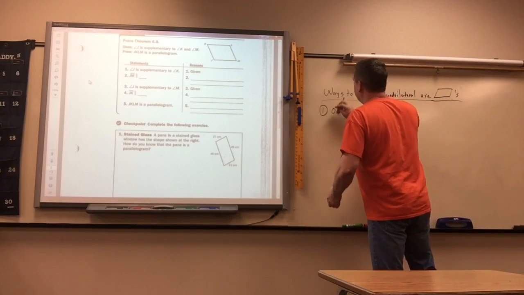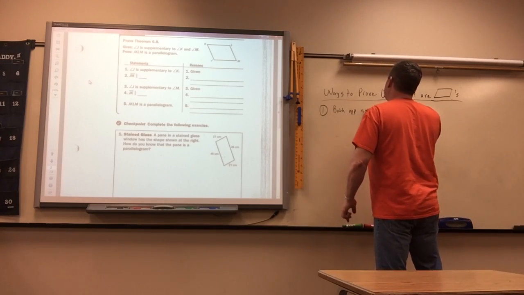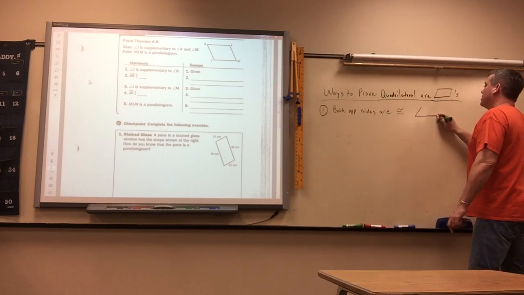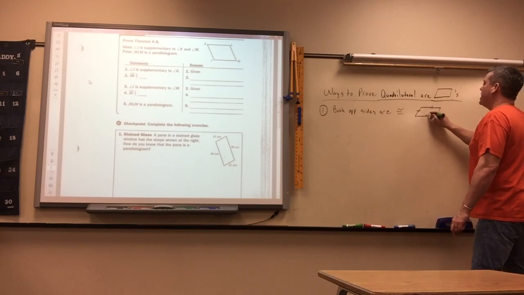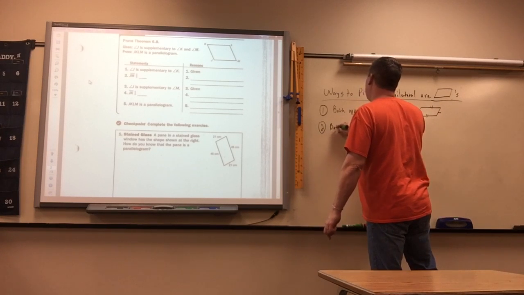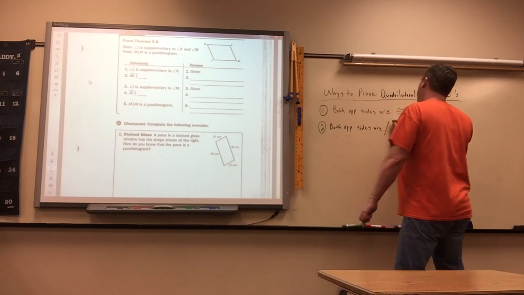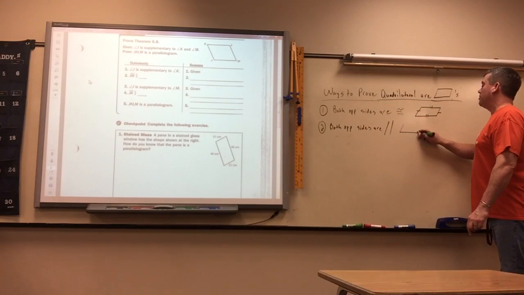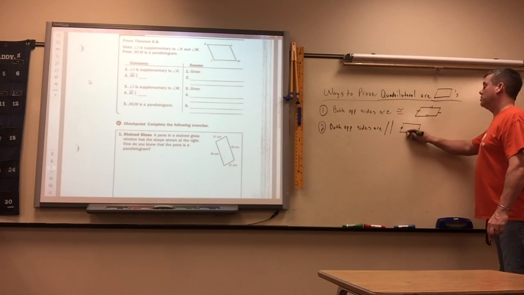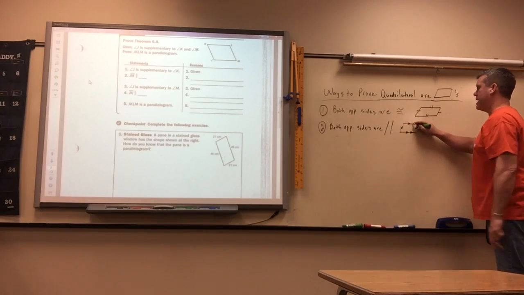So, actually it's got to be both opposite sides are congruent. So if you saw a picture like this, that equals that, that equals that, it's got to be a parallelogram. Or both opposite sides are parallel. So remember, when it's parallel, they put those little triangles or filled in arrows to show that it's parallel. So if you saw this picture, the reason you would put is that.